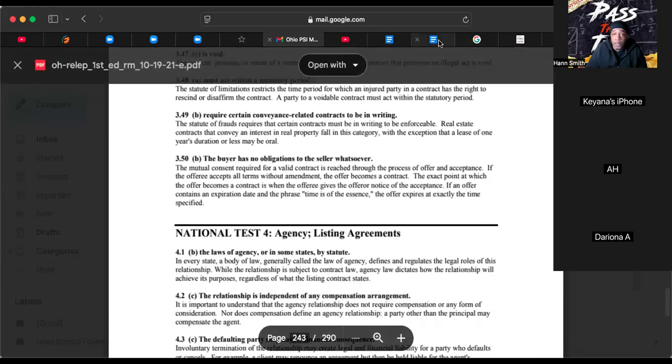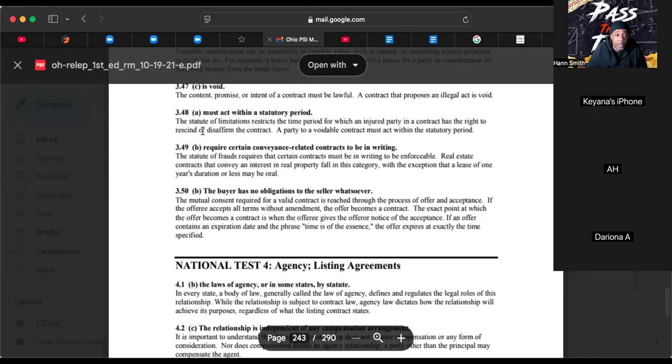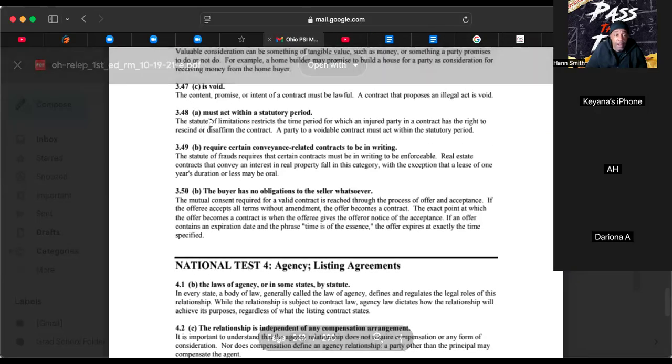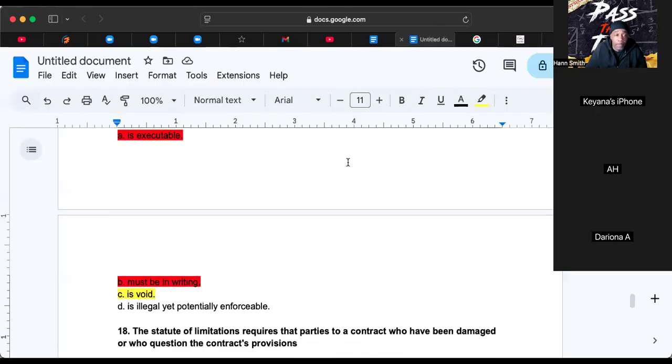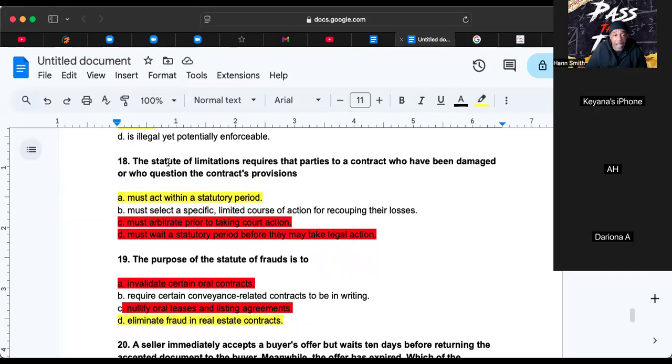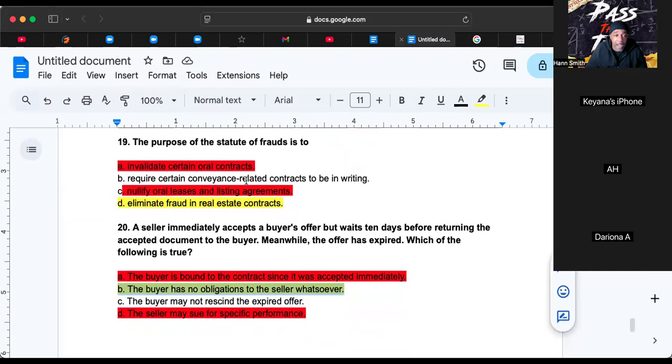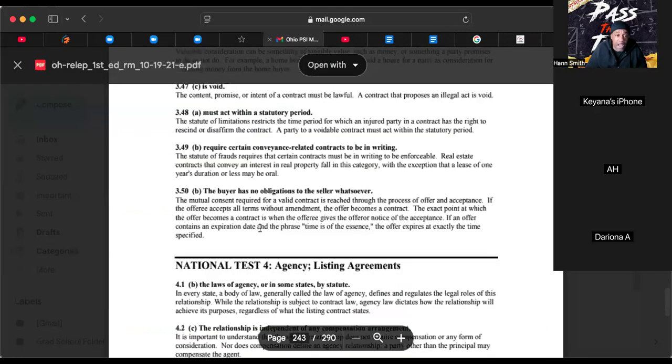That's good. All right, on that one, we said the answer is A, within the statutory period. We looked that one up and we got that one right. I'm not going to read the answer to that one because that's statute of limitations. That's something that you just don't have to worry about. 19 is we said eliminate fraud in real estate contracts. Statute of fraud.